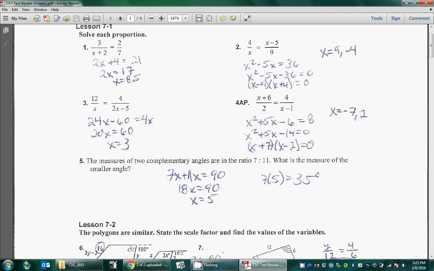So anyways, the CB classes, you could have skipped this on your test review.